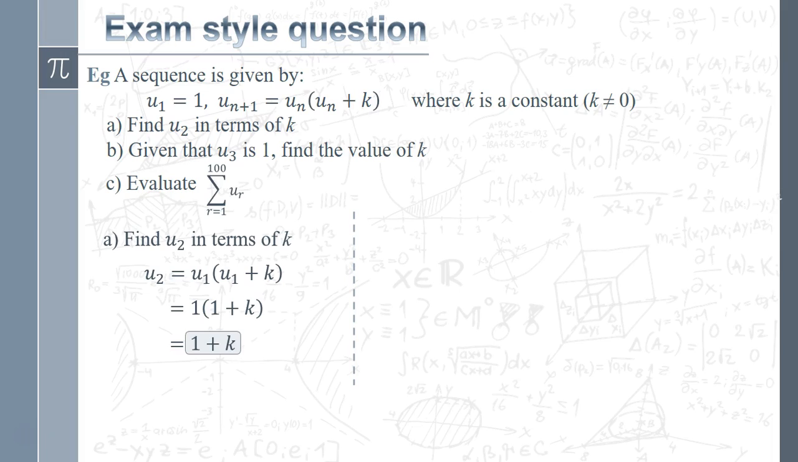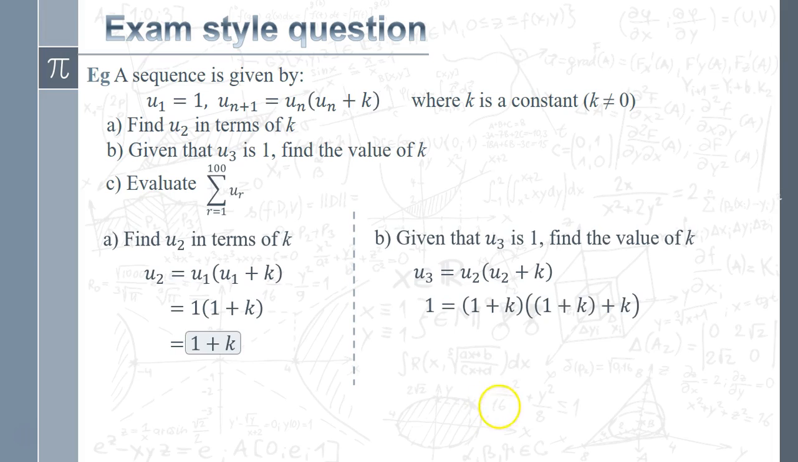Now that's fairly straightforward, but now we're starting to deal with all our terms in terms of k, and it gets a little bit complex, and we're told that u3 is also 1. We've got to find out what k is. So we're going to need to come up with a definition for u3. So here we go, u3, there it is, u2 bracket u2 plus k, and we know what u2 is because we've found that in part A, so let's plug that in. So u2 is 1 plus k, there it is as well.